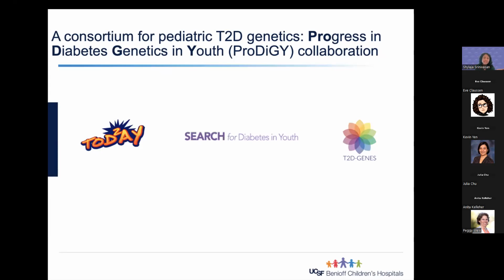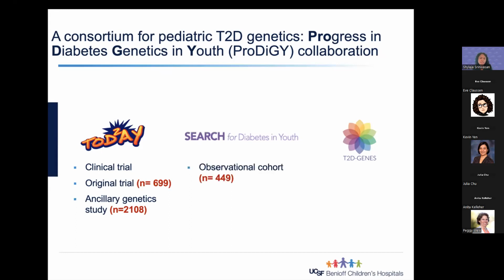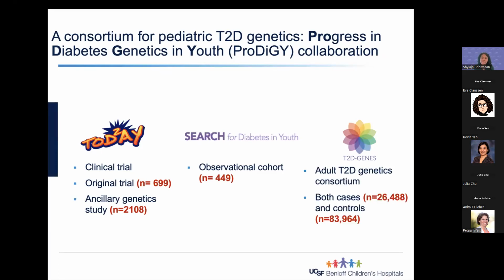The TODAY study, which I mentioned, SEARCH for Diabetes in Youth, as well as T2D-GENES, which is an established adult diabetes genetics consortium. In terms of the data, TODAY, like I said, is a clinical trial. There were 699 participants in the original trial, and TODAY also conducted an ancillary genetic study with over 2,000 youth. SEARCH for Diabetes in Youth is an observational cohort with 449 youth with type 2 diabetes.